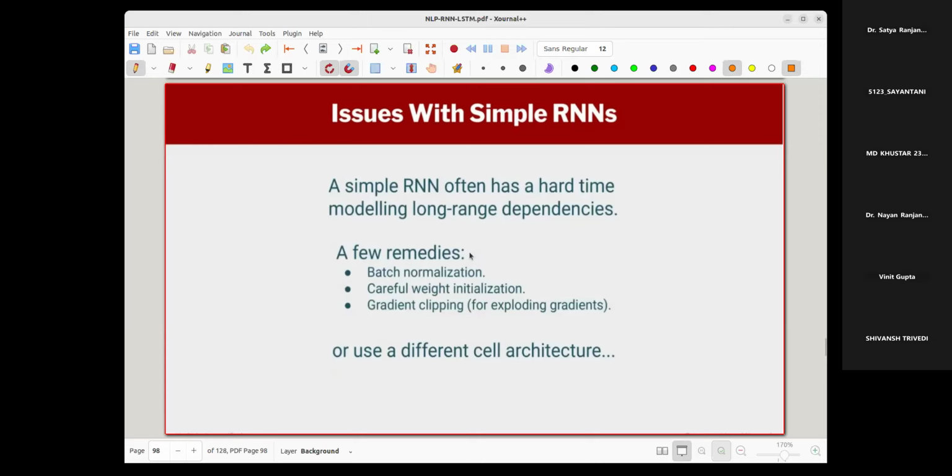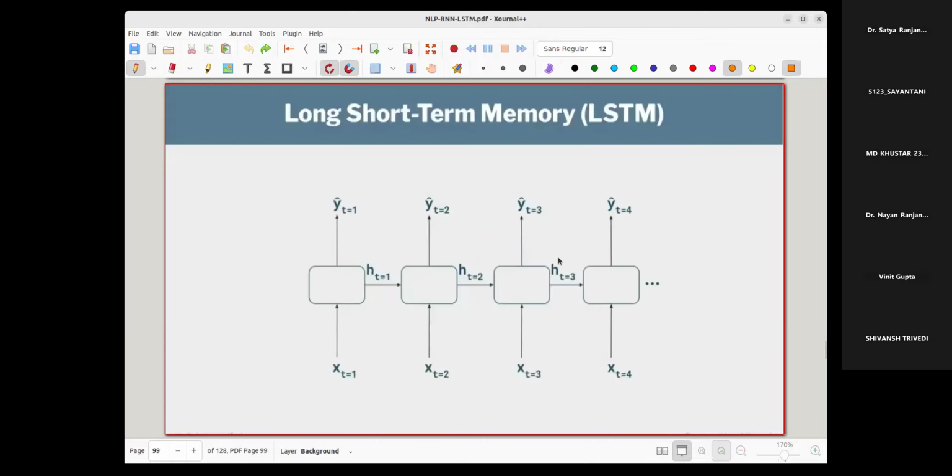A simple RNN often has a hard time modeling long range dependencies. A few remedies are there: batch normalization, careful weight initialization, gradient clipping. These are short-term relief. But we need to create a different cell structure or cell architecture to solve this long range or vanishing gradient problem. And that is called LSTM, long short term memory.